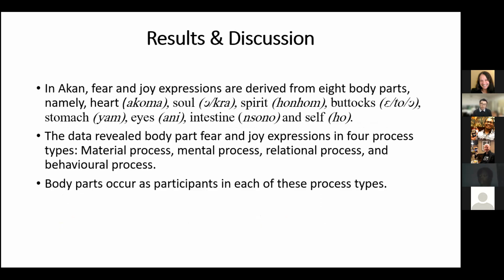Okay, so in Akan, fear and joy, the emotions we are looking at in this study, are expressed in terms of 8 body parts. Some of these are external body parts, some are internal organs, and they are also invisible body parts. So we have Akoma, which is the heart. We have Okra, which is soul. So Okra is the citation form. In the clauses, you mostly see Kra without the initial prefix.